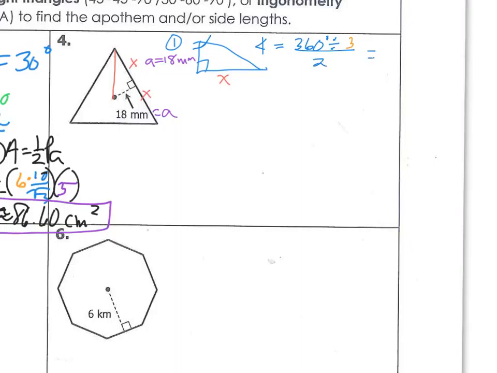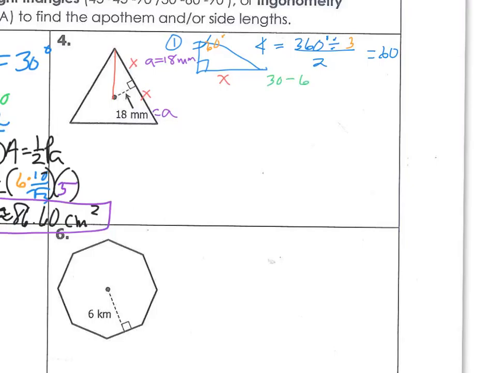What is 360 divided by 3? 120. If you zone out on me, you're killing your education, just to let you know. So what's 120 divided by 2? 60. So is that a special angle or not? Yes. So this is 60 degrees right here. And that means we're going to use our 30, 60, 90. So let's use that pattern again.